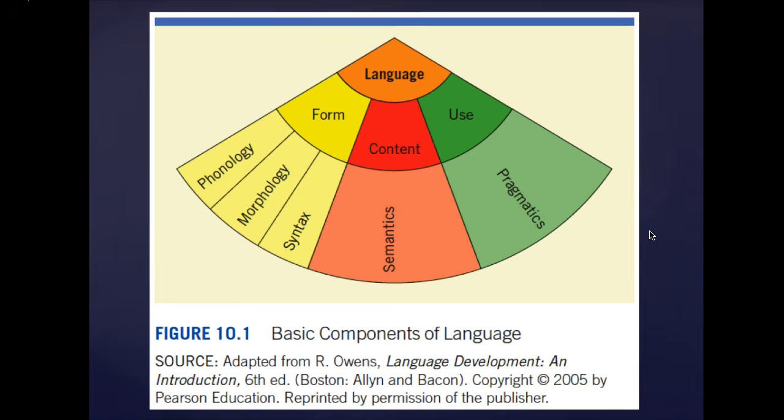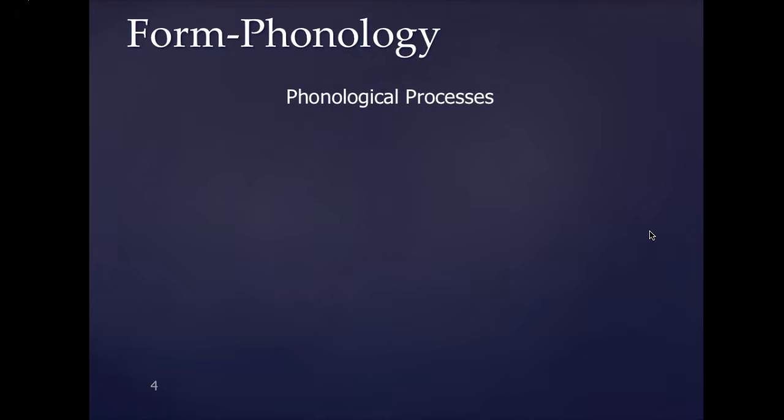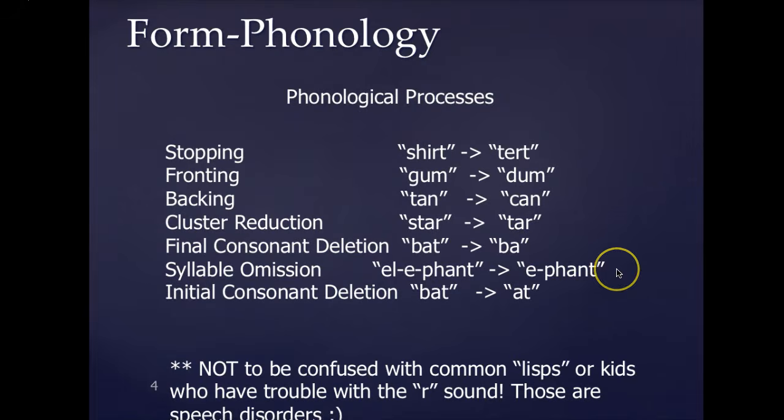So the first one that we're going to discuss is phonology. Phonology looks at how we systematically organize sounds in language, and every language is different, so we're just going to talk about some phonological processes that we have in English. So here are a list of many different phonological processes that occur in our language. On the left-hand side, you see stopping, fronting, all the way down to initial consonant deletion. Those are the different processes. And on the right-hand side, you can see some different examples.